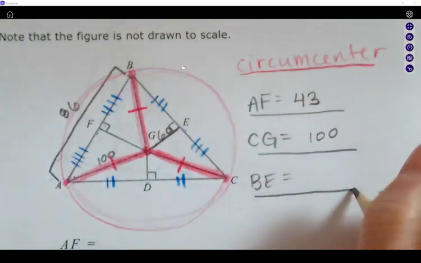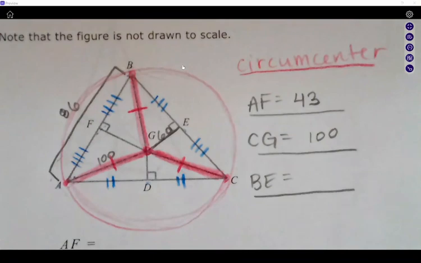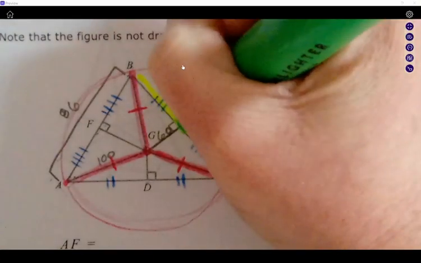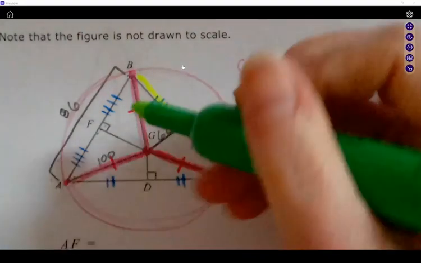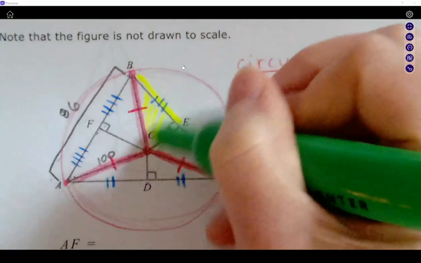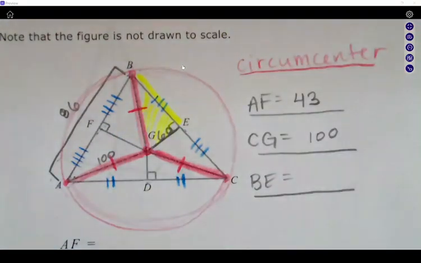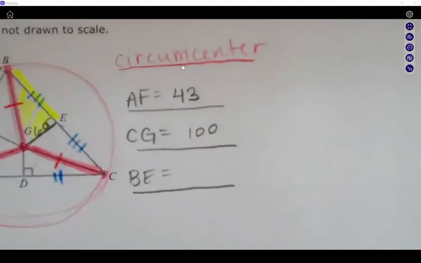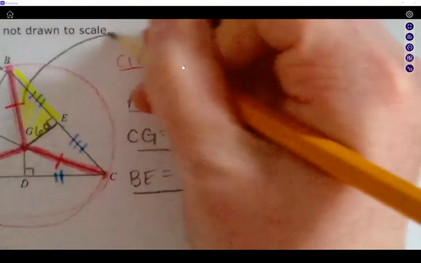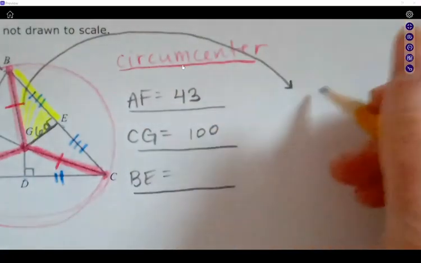That's going to take a little bit more work. Okay, so BE is right here. And what I strongly recommend is that you pluck off that right triangle corresponding to BE. So this little right triangle that I've highlighted, I'm going to basically take it out of the picture and redraw it over to the right. So I'm going to take this triangle and draw it over here.